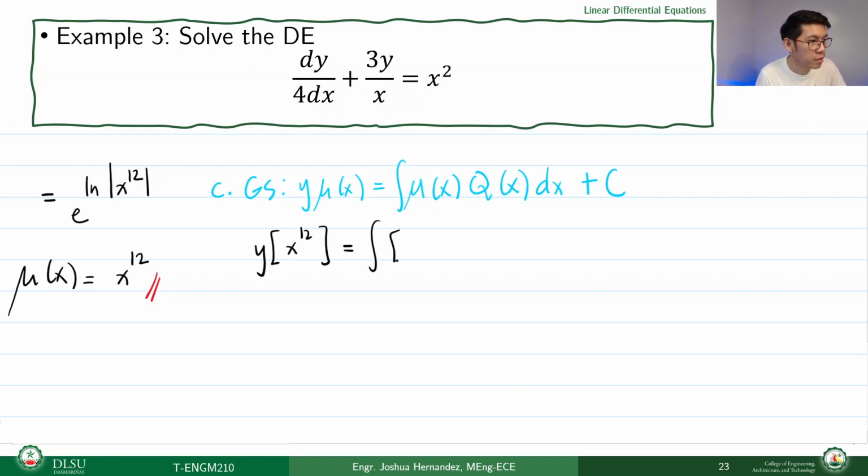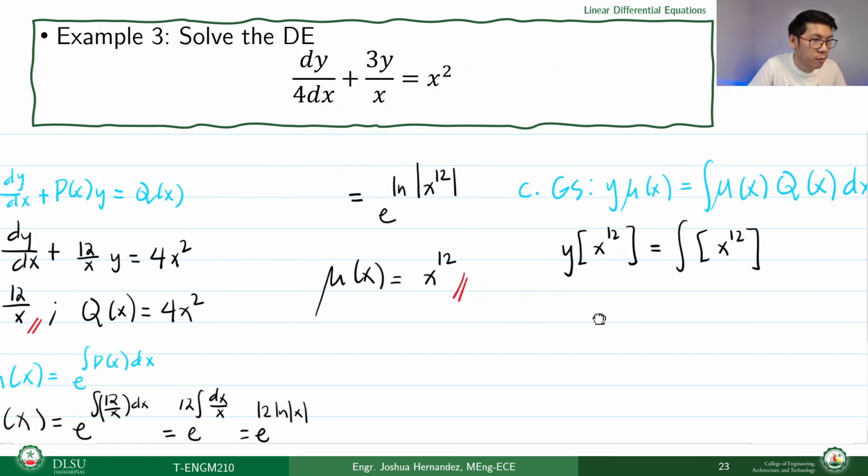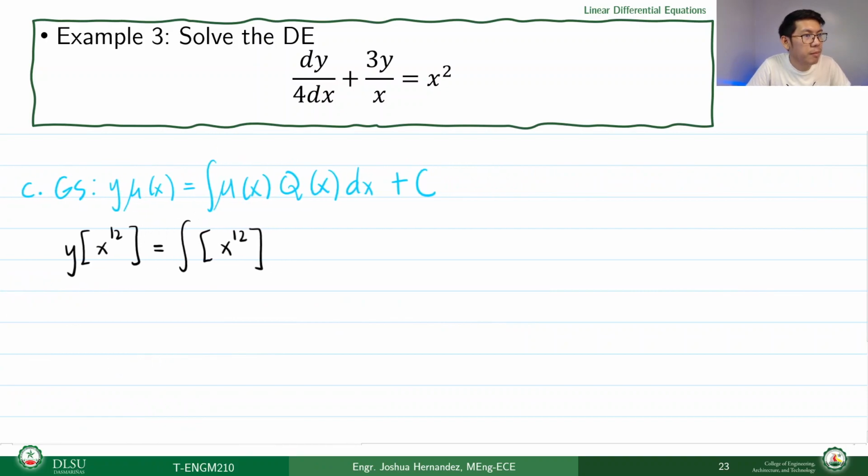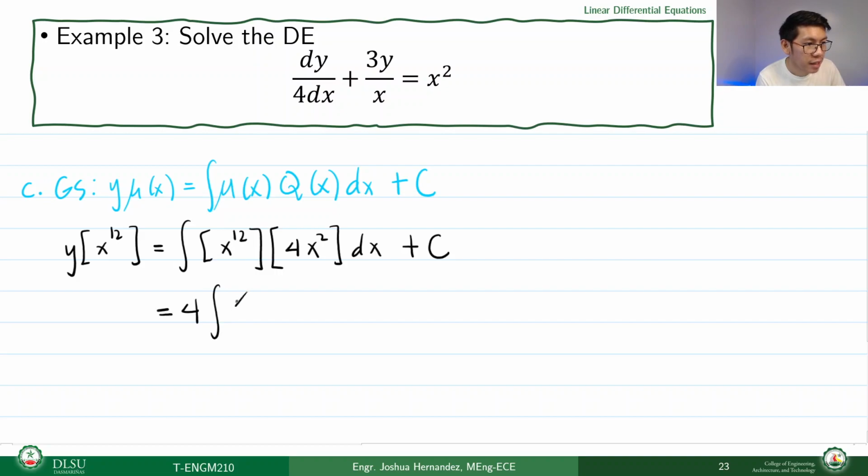equals the integral of x raised to 12. And our q of x is what? Our q of x is, nakuha na natin kanina, balikan lang natin. We have 4x squared. So we have 4x squared dx and then plus c. Okay. So, integrating, we can factor out 4 because it's a constant. Magkakaroon tayo ng x raised to 14. Right? Because we add the powers of the exponents. 12 plus 2 is 14. Dx, of course, and then plus c.